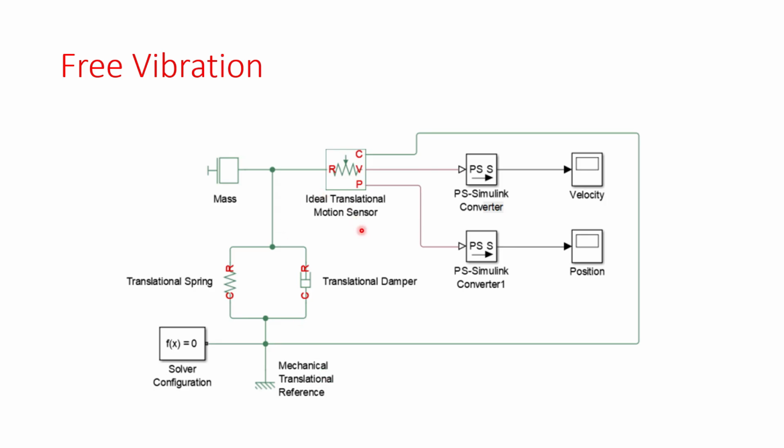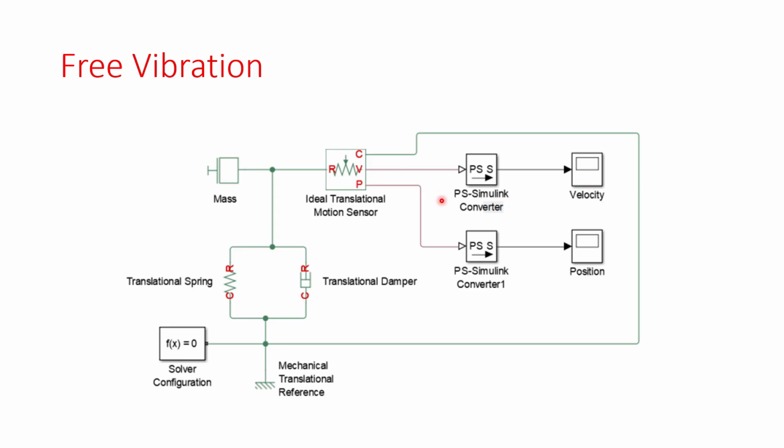The next block is the ideal translational motion sensor. This block measures the motion of the mass, and the sensor has two outputs. The first is the V port, which sends the velocity signal, and the P port sends the position signal. This sensor will connect to a PS-Simulink converter because the Simscape signal from this motion sensor cannot be sent directly to the Simulink scope.